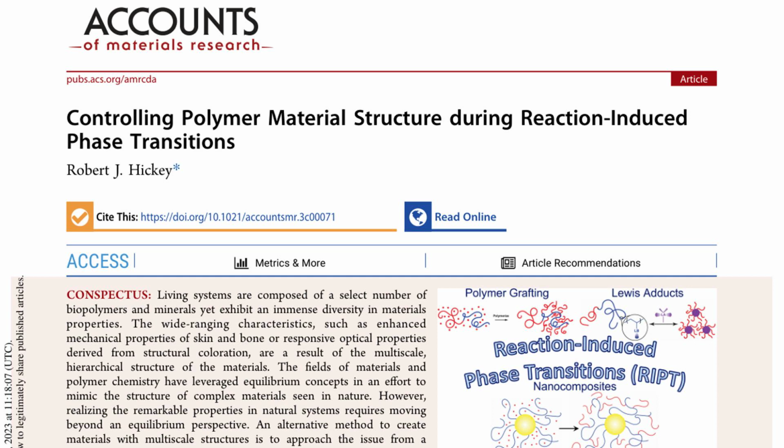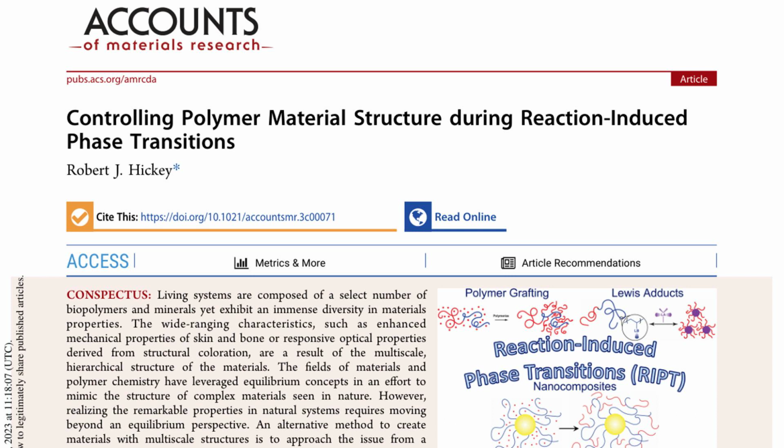RIPT involves using chemical reactions, such as polymerizations, to drive phase transitions in soft materials. The resulting change in state occurs at different length scales, which dictates the structure of the material. The paper focuses on three specific examples of RIPT: in situ polymer grafting from block copolymers, multiscale polymer nanocomposites, and Lewis adduct-driven phase transitions.